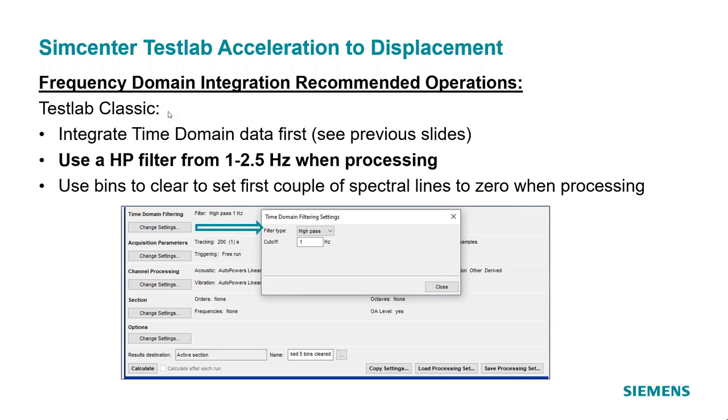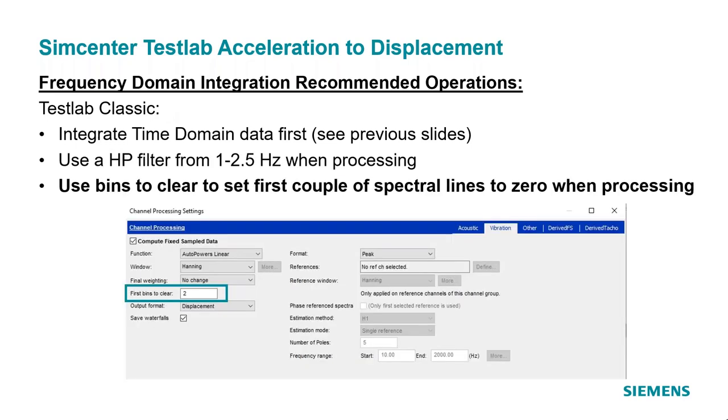That would be one option. The second option would be to use the bins to clear setting to set the first couple of spectral lines to zero when processing. By default, bins to clear is zero. And then if I switch the output format to velocity or displacement, we're going to do a single integration or a double integration. Here I've got it set to displacement, so it's going to do a double integration.